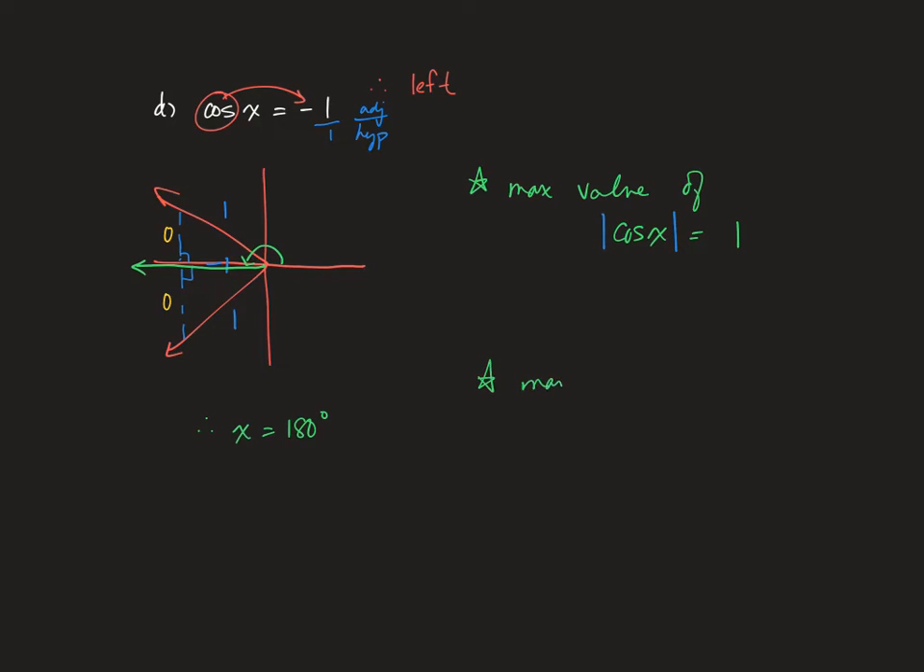Also, the maximum value of my sine x, the absolute value of it, is also 1. The largest it can be is when my opposite side is the same as my hypotenuse. So we should be good that there is no possible solution to the equation sine x equals 2, because there is no possible way where my opposite side could be larger than my hypotenuse.